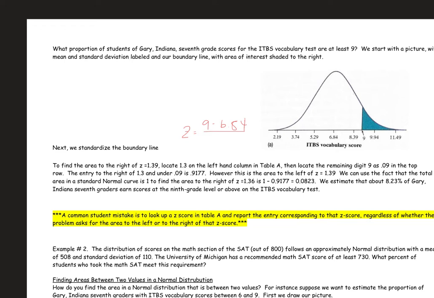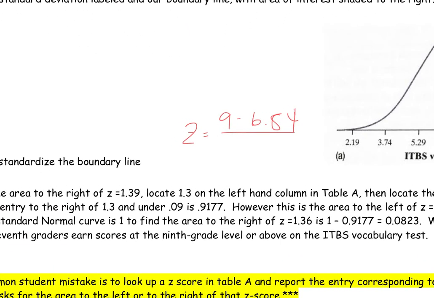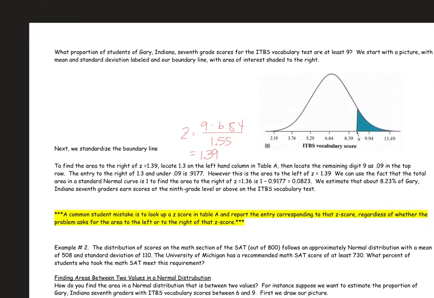So we can take 6.84, which is our mean, and subtract 5.29, which is 1 standard deviation below the mean, or 8.39, doesn't matter. When we subtract those two numbers, I get 1.55. So I know the standard deviation on that graph is 1.55, and that comes out to a z-score of about 1.39. And that does not round up, but if it did, you would want to round it up, right? You only go to 2 digits with z-scores because that's what Table A goes to.